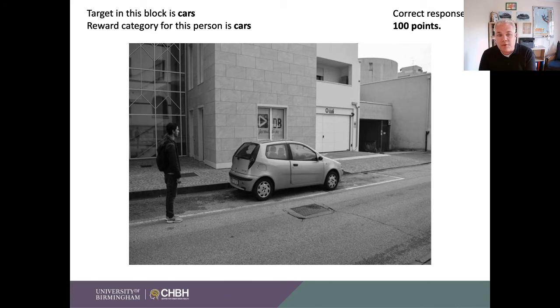Both of these two categories could be present in the scene at the same time. So here's an example where the target is cars, the reward category is cars. There is a car, the car is facing right. If you make the correct response, you get 100 points.